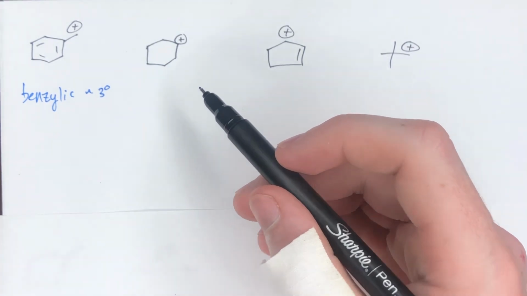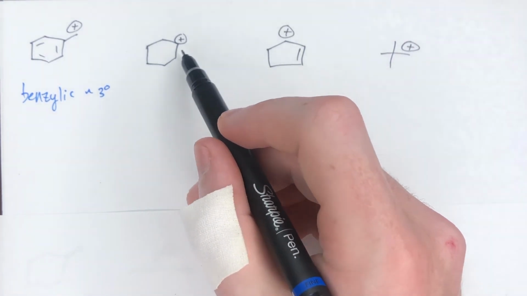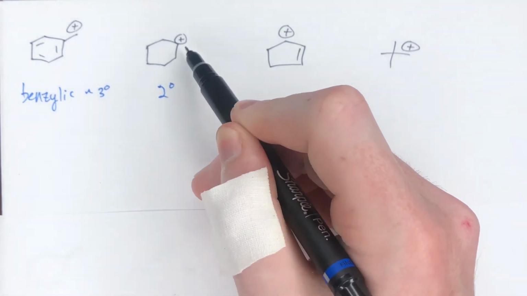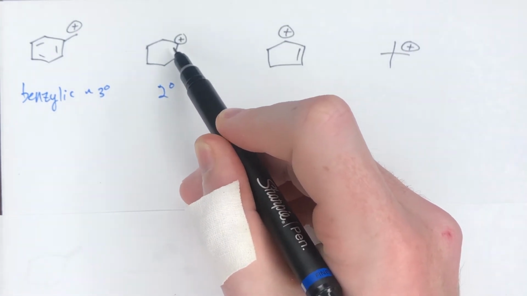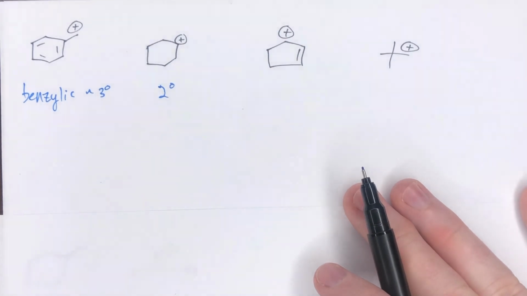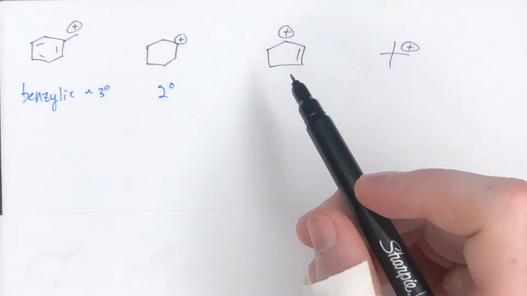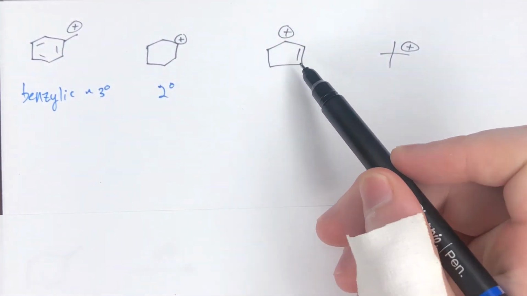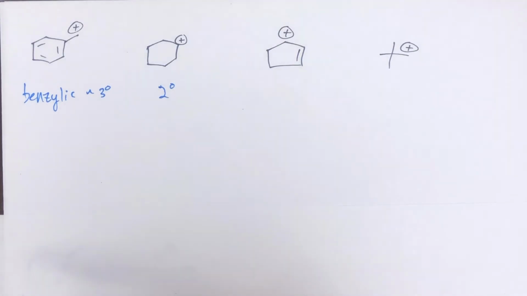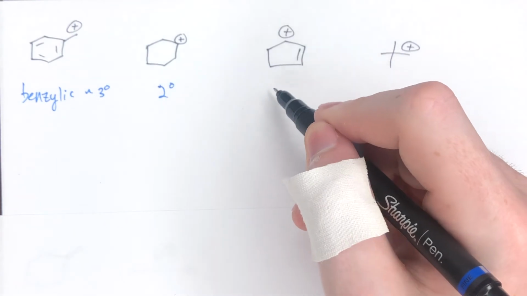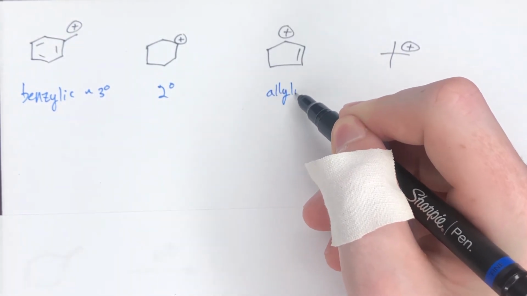Okay, so what about the next one here? The next one, we have a secondary position, nothing special. The carbocation center is bound to 1 carbon down, 1 up and right. So that is a secondary position. What about this one? This is allylic. This carbocation is adjacent to a carbon-carbon pi bond, so there is resonance. This is about the same as a secondary carbocation.